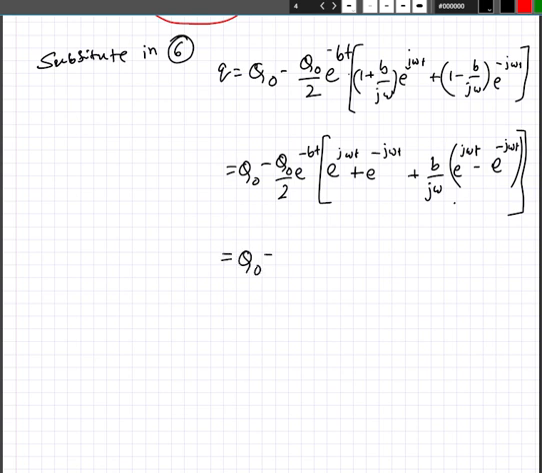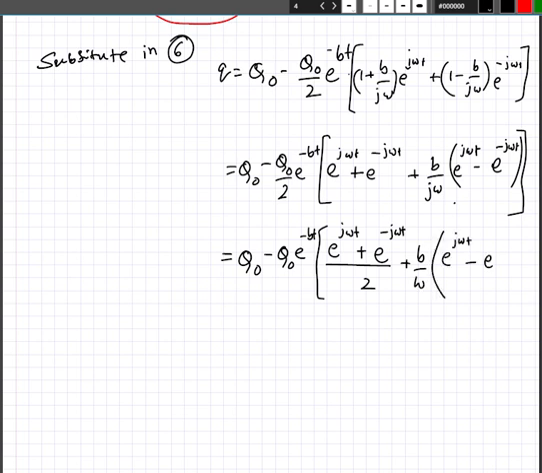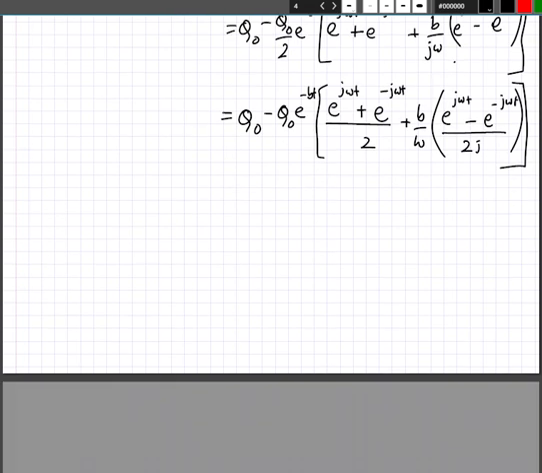So q naught minus q naught e to the power minus bt into e to the power j omega t plus e to the power minus j omega t by 2, plus b by omega into e to the power j omega t minus e to the power minus j omega t by 2j. They all are our familiar cos and sine functions.